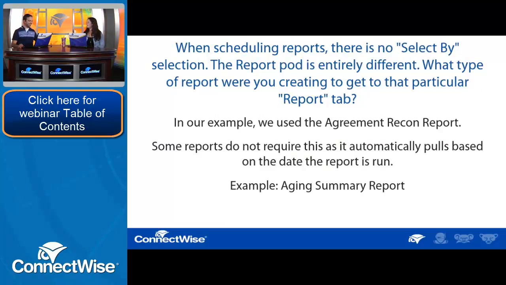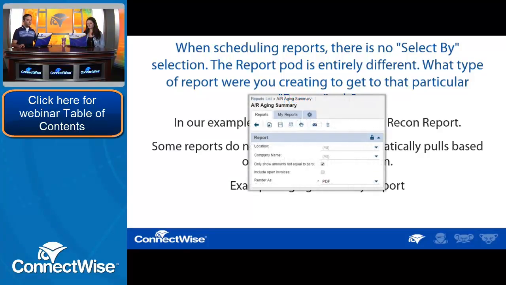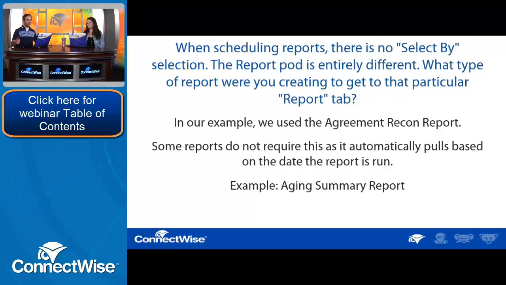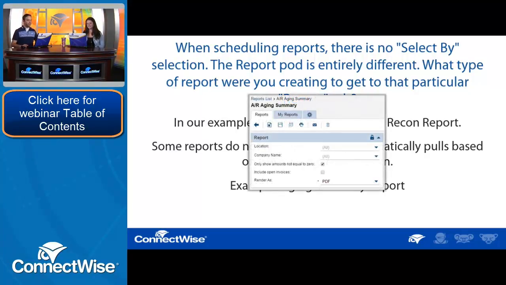So whatever level you find yourself at, you can click into the appropriate one and get some of that knowledge from there. Okay. So when scheduling reports, there's no select by selection. The report pod is entirely different. What type of report were you creating to get that particular reports tab? If you recall from the webinar, we did a section on scheduling out reports. When you schedule out a report, you want to use that select by field to pull up last month, last quarter, last year, whatever time period you're looking for. However, that's not going to be on all reports. In our example, we use that agreement recon report, which we'll show you in a second. Got ahead of myself. But some reports don't need that. The example that Jen just showed a screenshot for was that aging summary report.